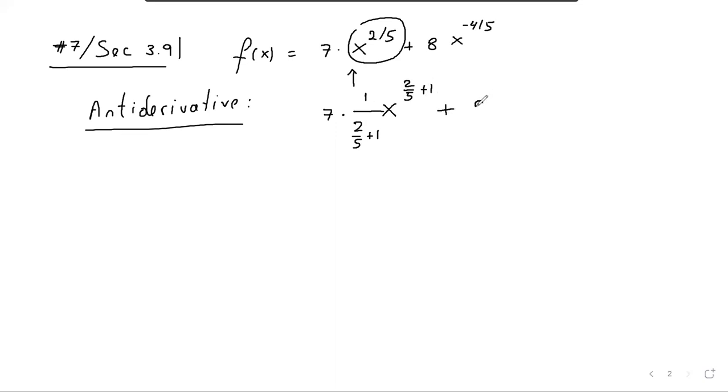And then you'll say plus 8 times, and the same story over here. Let's leave some room to complete the constant at the end, but the exponent here will be negative 4/5 plus 1, and the coefficient will be 1 over negative 4/5 plus 1. So this is the antiderivative, and then at the end, if you fancy a constant, you can put a constant there, so plus a constant.